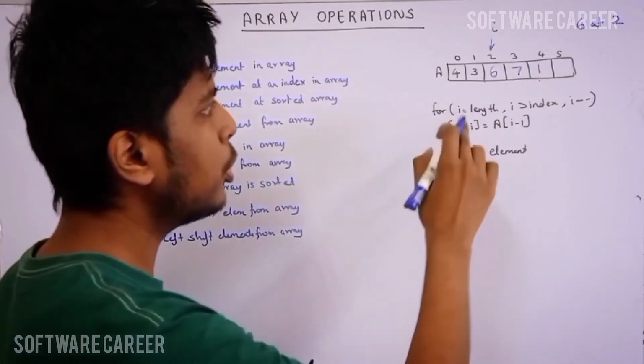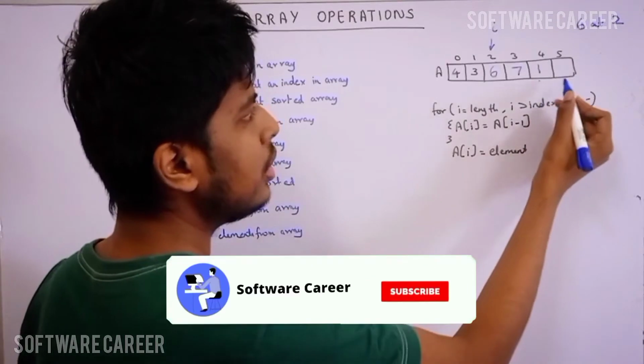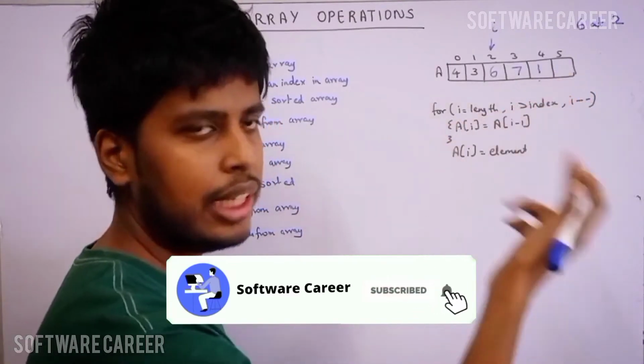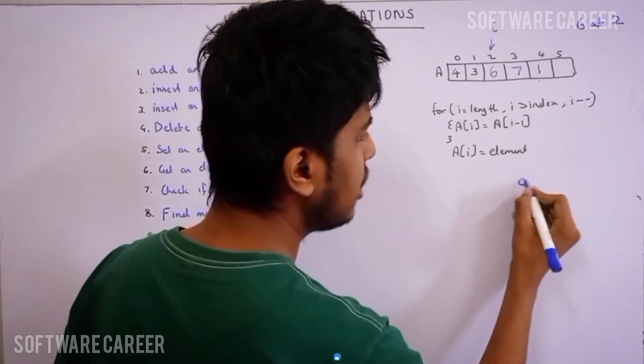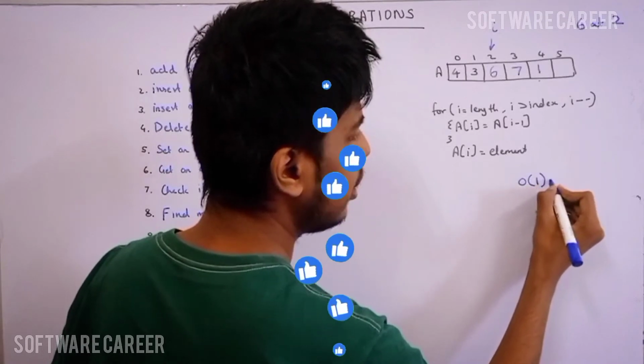Now let's see the time complexity. If you want to insert at the last place, suppose at the end you want to insert, then time complexity will be O of 1 at last.